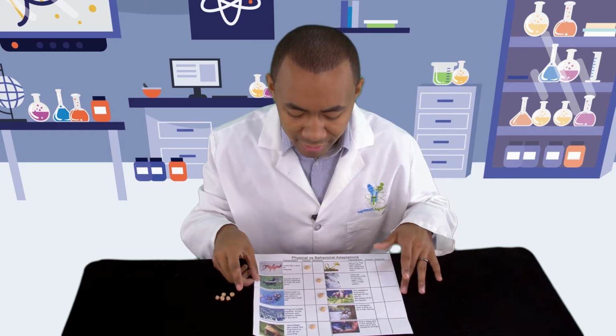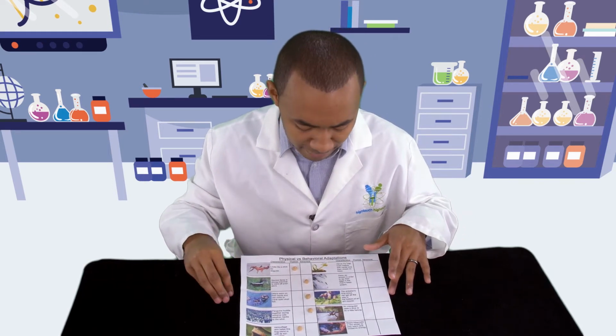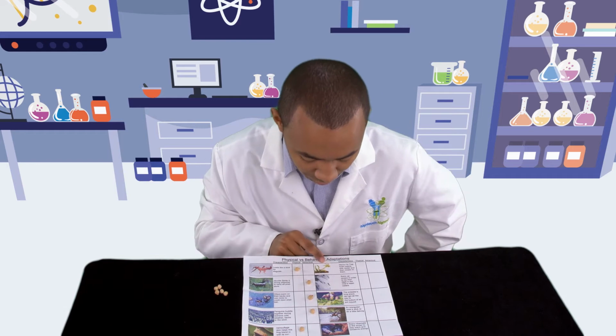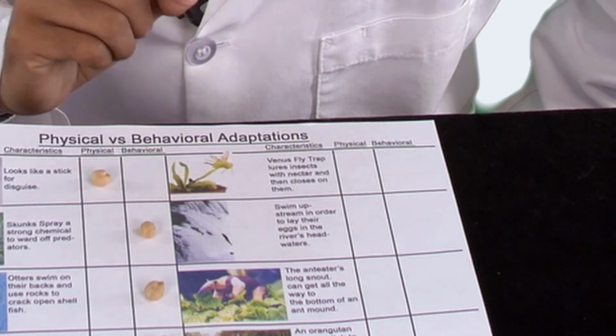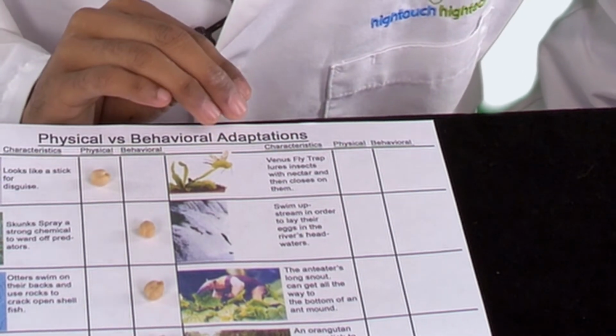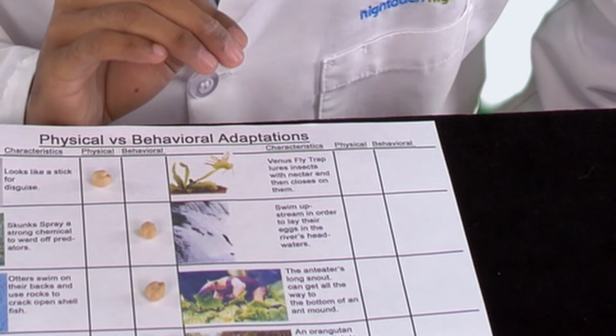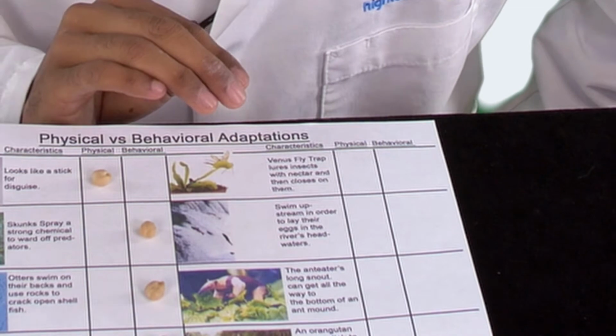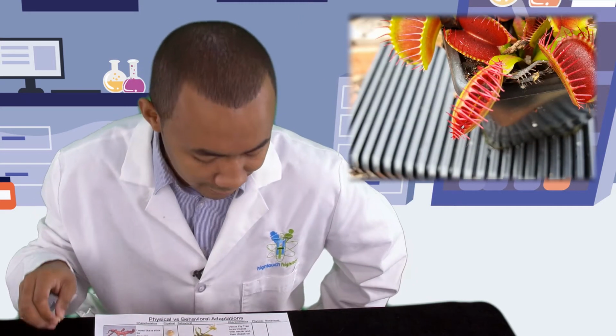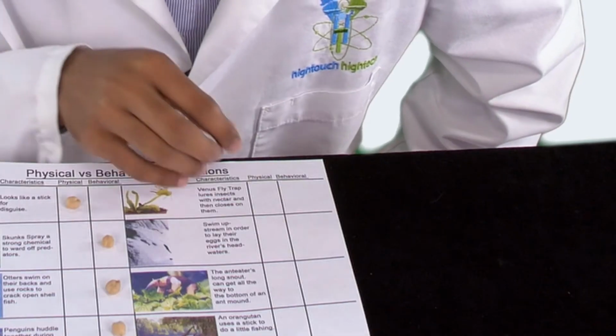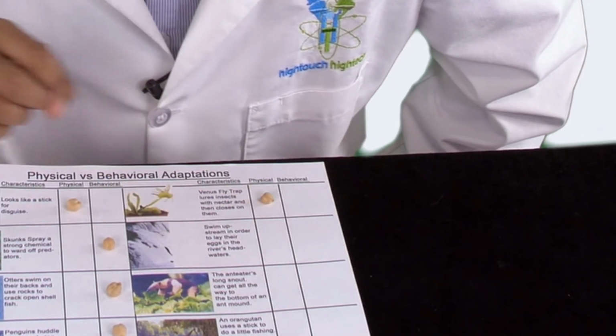So now that you did one side, let's do the other side now, okay? So here on the top right side, we now have a picture of the Venus flytrap, in which it says that the Venus flytrap lures the insect with nectar and then closes in on them. So is this something that it learned to do? Did it go to school to learn how to do that? No. So it's not something that it did. This is something that it was born with. Okay, so this is a physical adaptation.